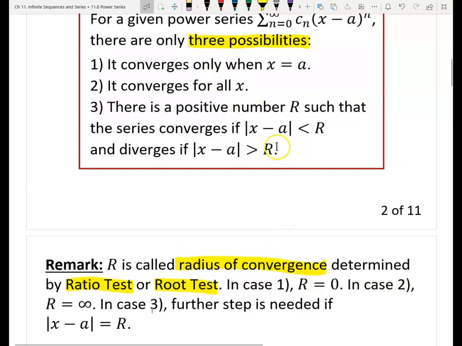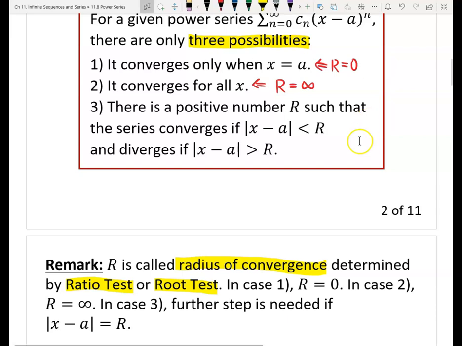If we use this neighborhood concept to look back at the first case, where x equals a, what is r? Imagine, there is no r, right? So we say r equals 0. Why? Because there is only 1 point. How about the second case? The second case converges for all x. R is large enough, goes to infinity.